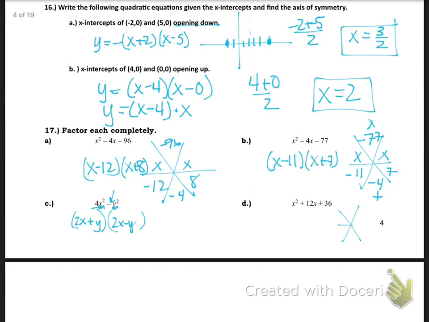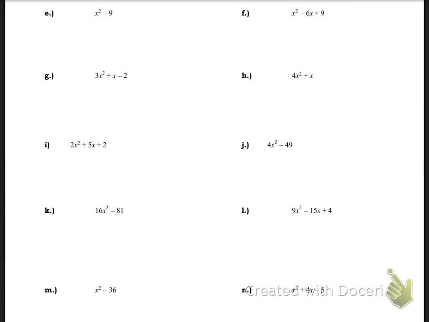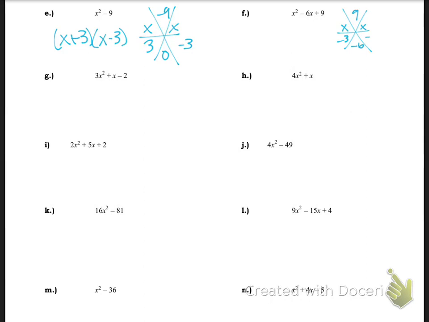Okay, this one we go in 36, 12, x and x. So 6 and 6. So I could write it out twice, or I could write it with a squared. Okay, snowflake this up. Negative 9, there is no b, so 0, x and x, so 3 and negative 3. So x plus 3, x minus 3. 9, negative 6, x and x, so negative 3, negative 3, so x minus 3, I could write it out twice or write it with a squared.